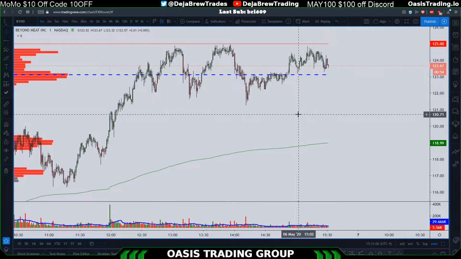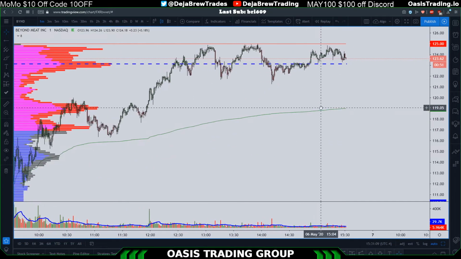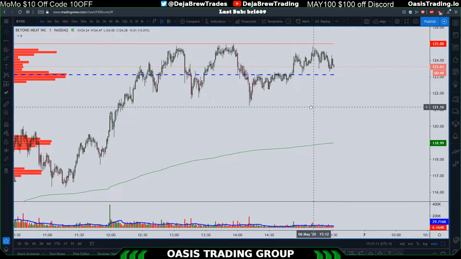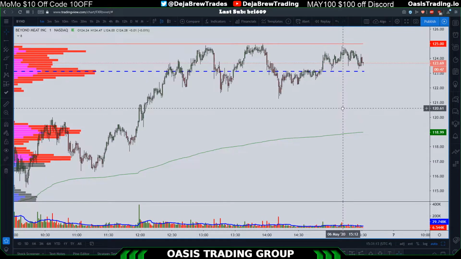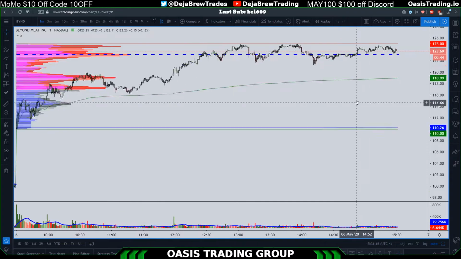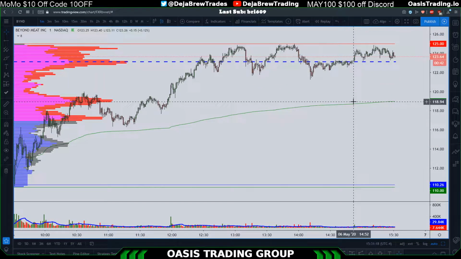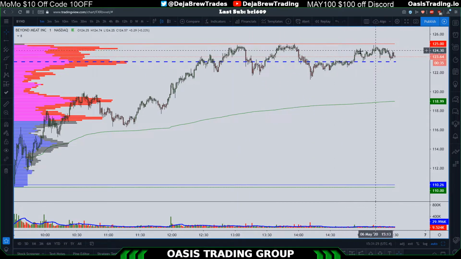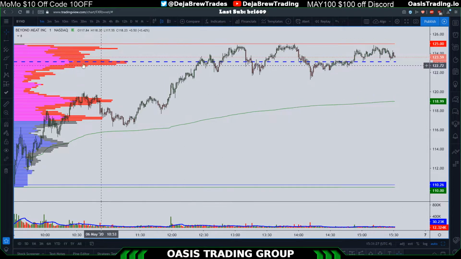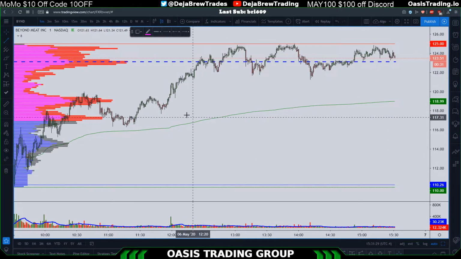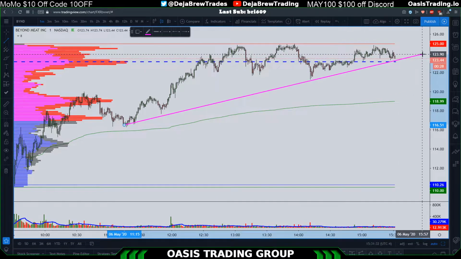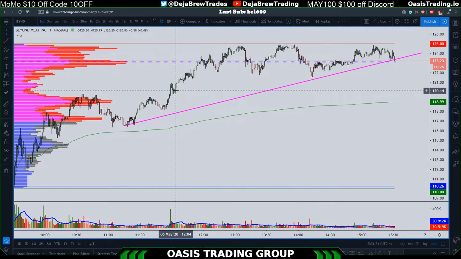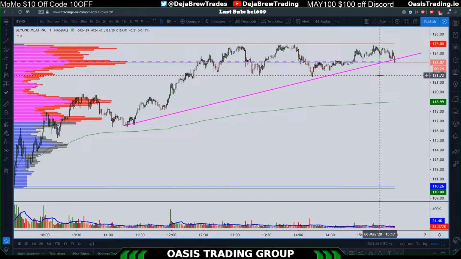Lots of distribution, which you'll typically see during P days or B days. You've tested your high of day like 3 times here. But look at this lower high, and it's almost like a head and shoulders. But it could also be considered an ascending triangle, which you're starting to break.